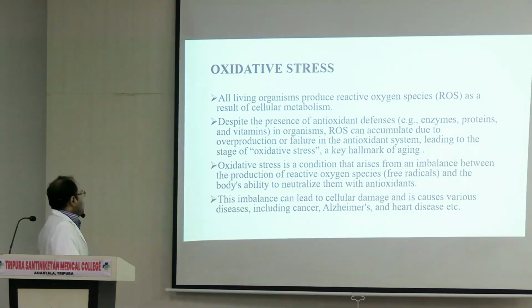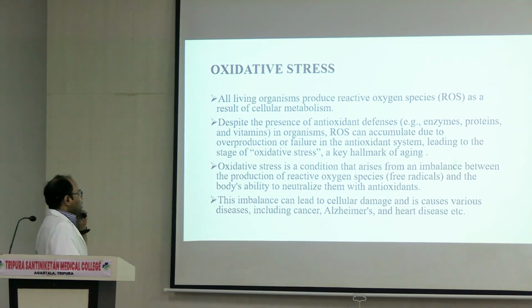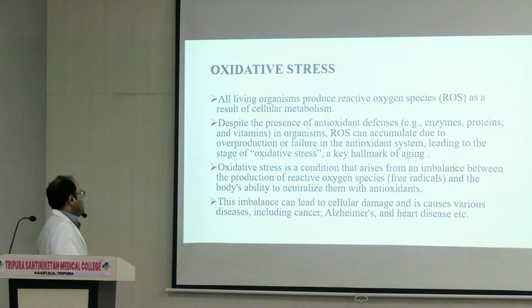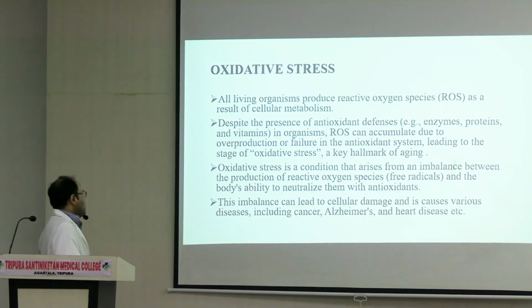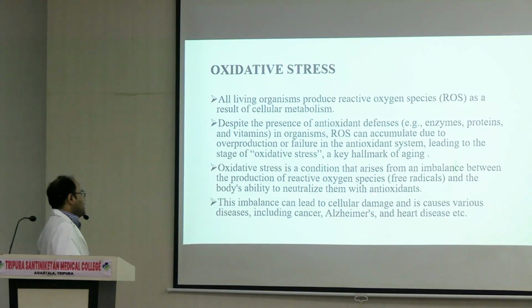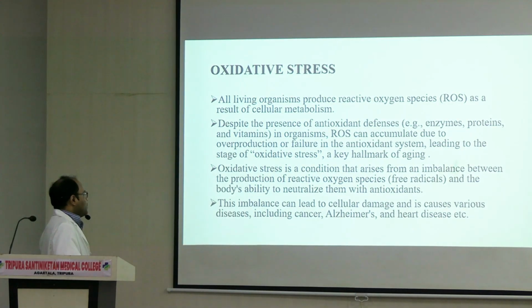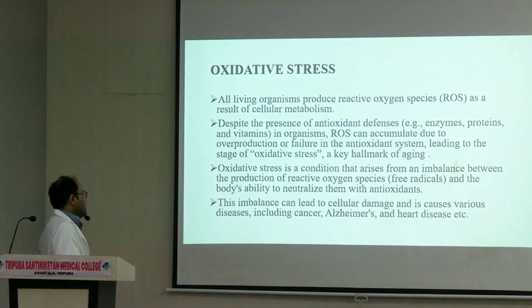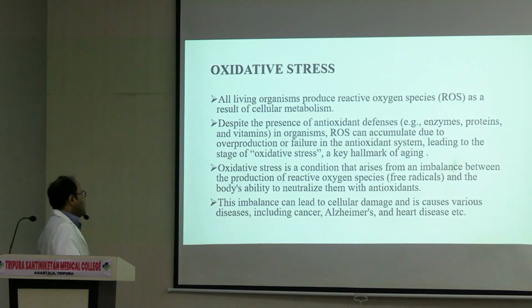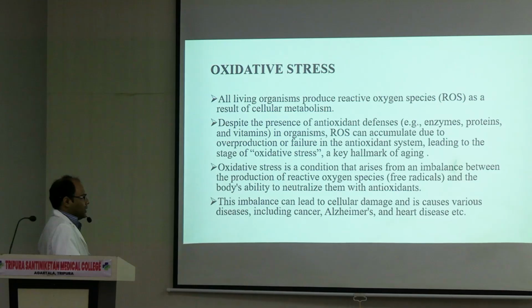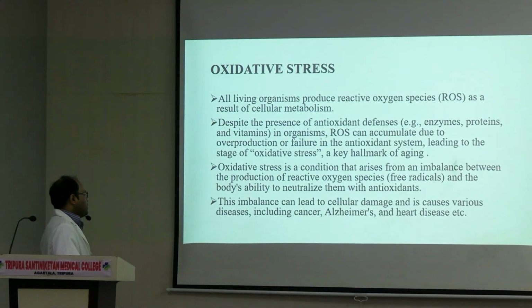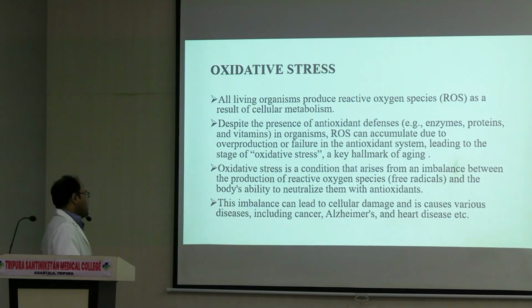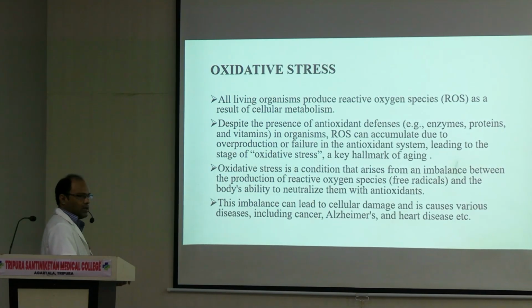Understand? Oxidative stress is a common condition that arises from an imbalance between the production of reactive oxygen species, free radicals, and the body's ability to neutralize them with antioxidants. So, if there are more free radicals generated than our body's ability to neutralize them, then this condition is called oxidative stress, as I told earlier. This imbalance can lead to cellular damage and causes various diseases like cancer, Alzheimer's disease, heart disease, etc.